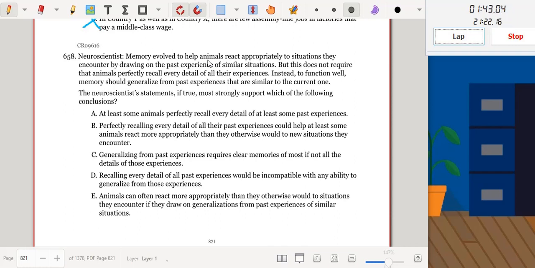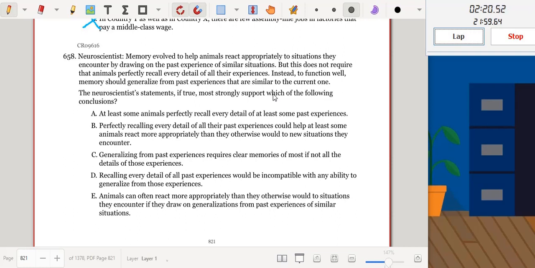Animals can often react more appropriately than they otherwise would to situations they encounter if they draw on generalization from past experiences of similar situations. If true, most strongly support. So what does it say? Memory evolved to help animals react appropriately to situations they encounter by drawing on past experience. But this does not require the animal to recall perfectly every detail. Instead, it functions well. Okay, so they recall something just to react to the current situation.